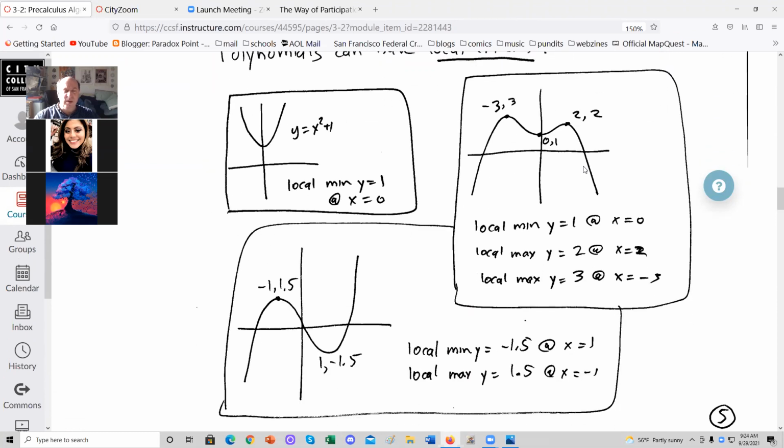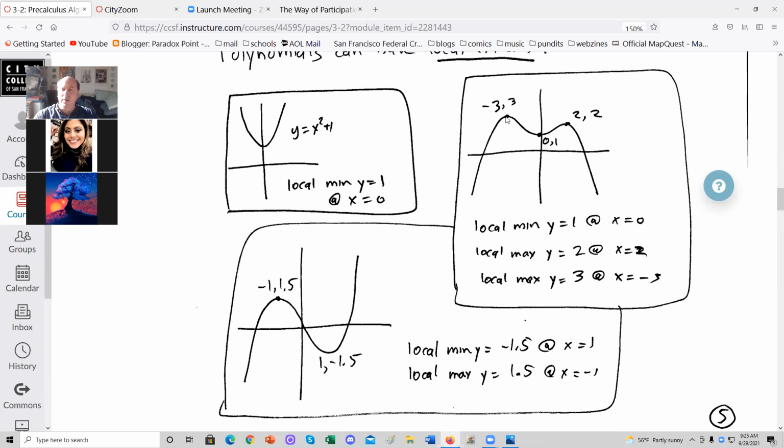The polynomials will sometimes have turning points, also called local extrema. So here's a graph of y equals x squared plus 1. Here's the minimum value, and the minimum value is 1 at x equals 0. Here is evidently some kind of cubic. This one has a local maximum of y equals 1.5 at x equals negative 1, and a local minimum of negative 1.5 at x equals 1.